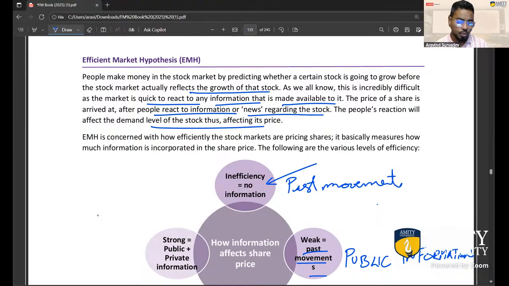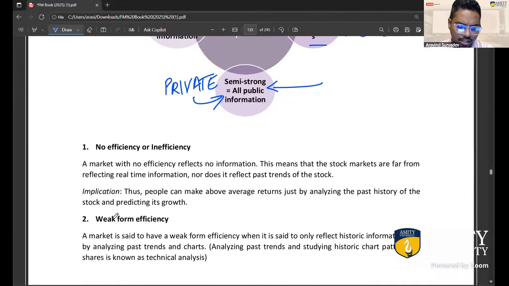Yeah. So EMH, efficient market hypothesis, is concerned with how efficiently the stock markets are pricing shares. So it basically measures how much information is incorporated in the share price. So the following are the various levels of efficiency. This is what we talked about earlier. Yeah. So, no efficiency, guys.